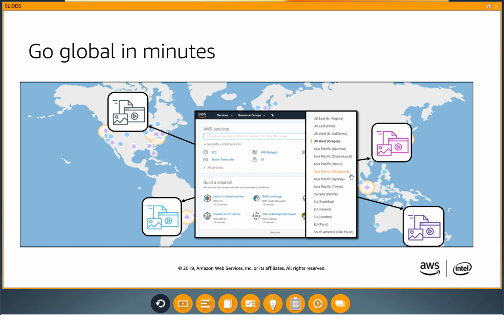Go global in minutes. AWS, being a global cloud provider, has infrastructure built around the world. This means that you can leverage these resources whenever you wish, making it easy to expand and optimize your services for customers around the world. We'll talk more about AWS infrastructure in the next module.